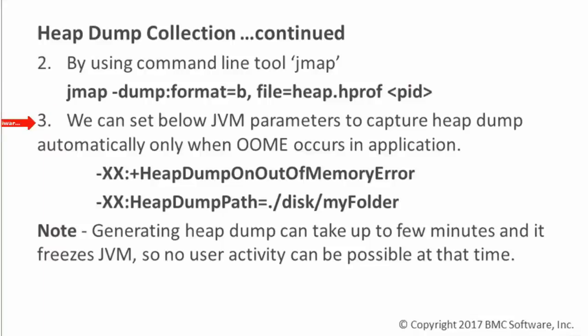The third way is to capture a heap dump automatically when an out of memory error occurs. For this we need to add these two JVM arguments to our Java options, and it will capture a heap dump automatically whenever the system runs out of memory. The first parameter enables heap dump on out of memory, and the second parameter specifies the location where this heap dump can be saved.